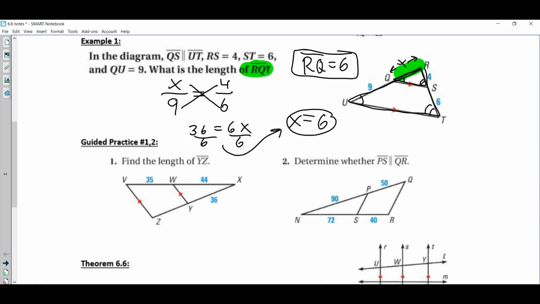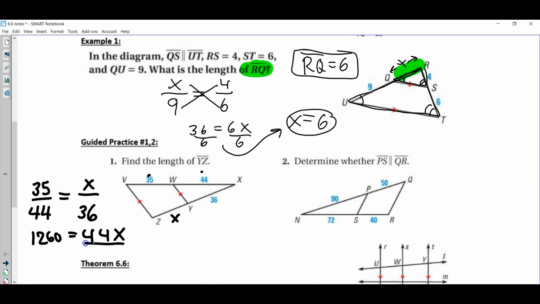At this point, you should have checked or tried these problems out. So in number 1, what we're looking at here is we're going to compare 35 to 44. Those sides are proportional. And that's going to be equal to ZY, which is the corresponding side, x, and 44's corresponding side, which is 56. I'm going to cross multiply these, and I'm going to get 1,260 equals 44x. Last but not least, we divide both sides by 44, and that gives me a decimal value, which is okay. We'll round it to the nearest tenth. I get 28.6 as my answer.